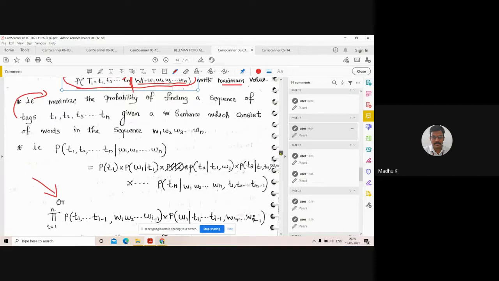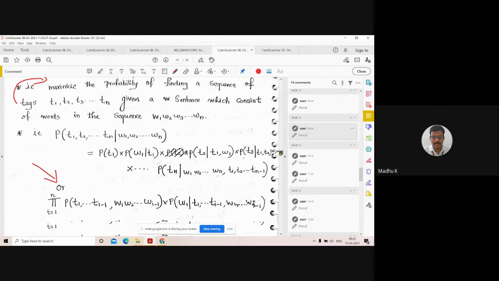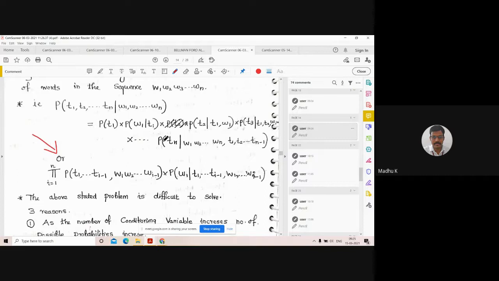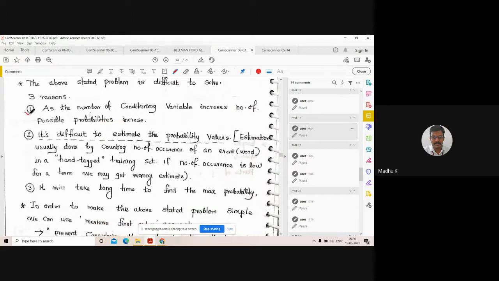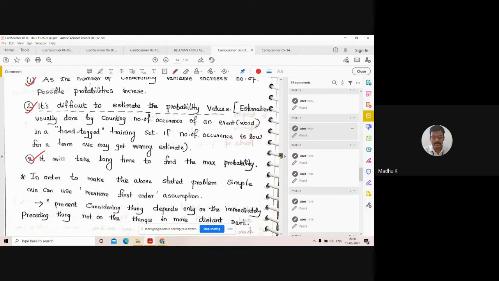So basically, the problem is that it will be somewhat complicated. If the number of tags increases, the complexity will increase. So there are three problems: 1, 2, 3. To solve these problems, we will use the first order Markov model. Using the first order Markov model, the disadvantages associated with these three problems can be solved. So this is very important.